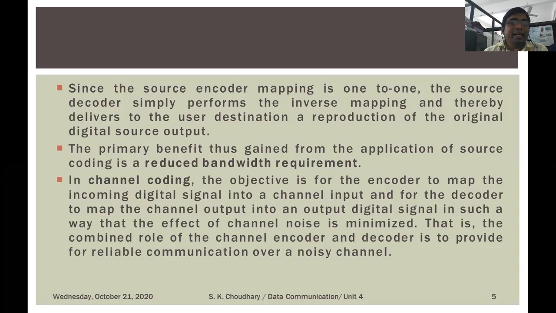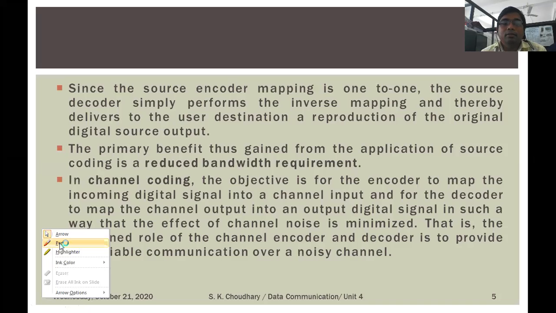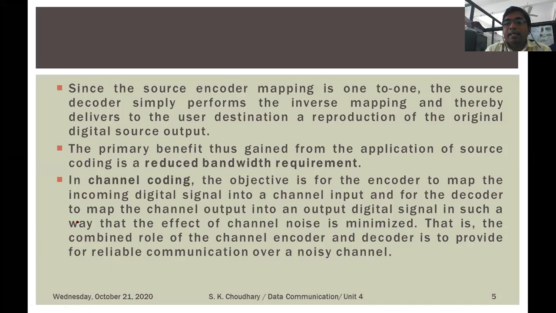Now, coming to the second signal processing block, that is channel coding. What is the objective of channel coding? The objective is for the encoder to map the incoming digital signal into a channel input, and for the decoder to map the channel output into an output digital signal in such a way that the effect of channel noise is minimized. This is the main purpose of channel coding.